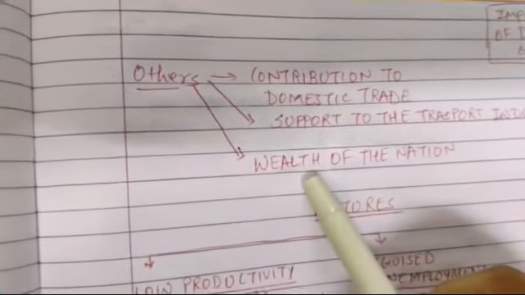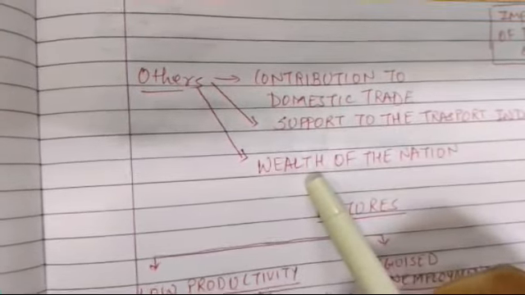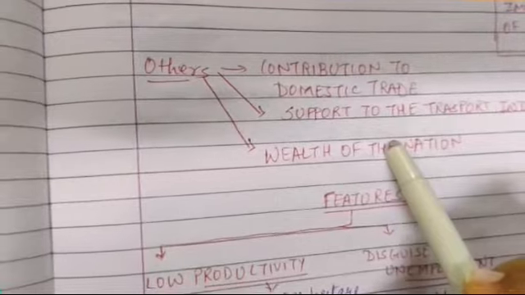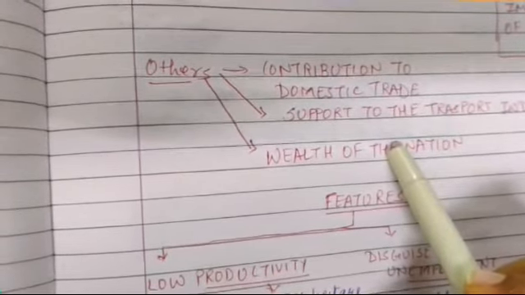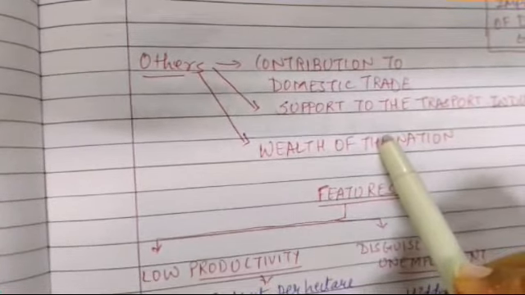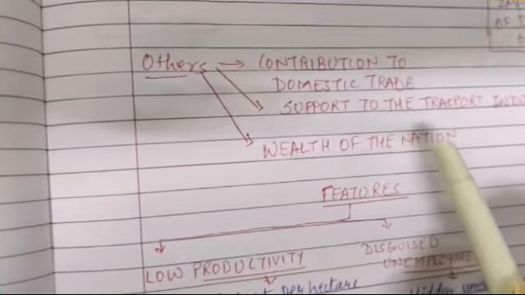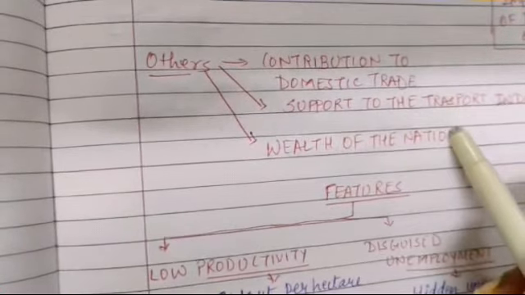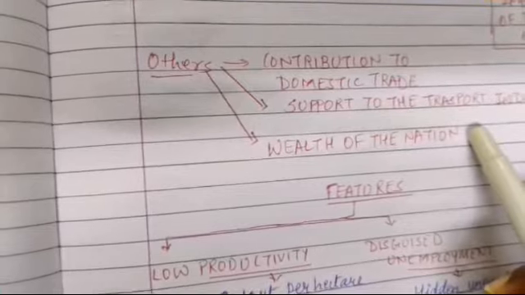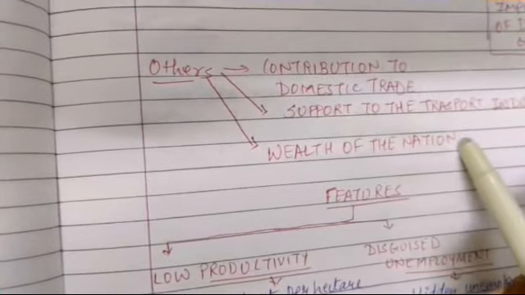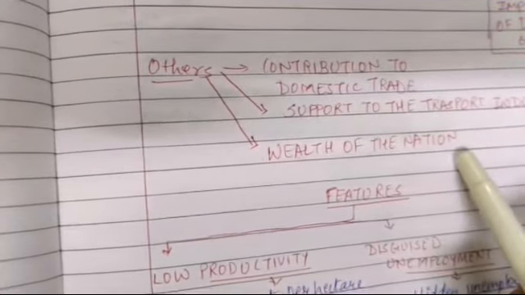When I talk about wealth of the nation, a significant component of the country's wealth belongs to the agricultural sector. In terms of fixed assets, land occupies the highest rank in India. Besides, capital worth crores of rupees stays invested in major and minor irrigation projects.